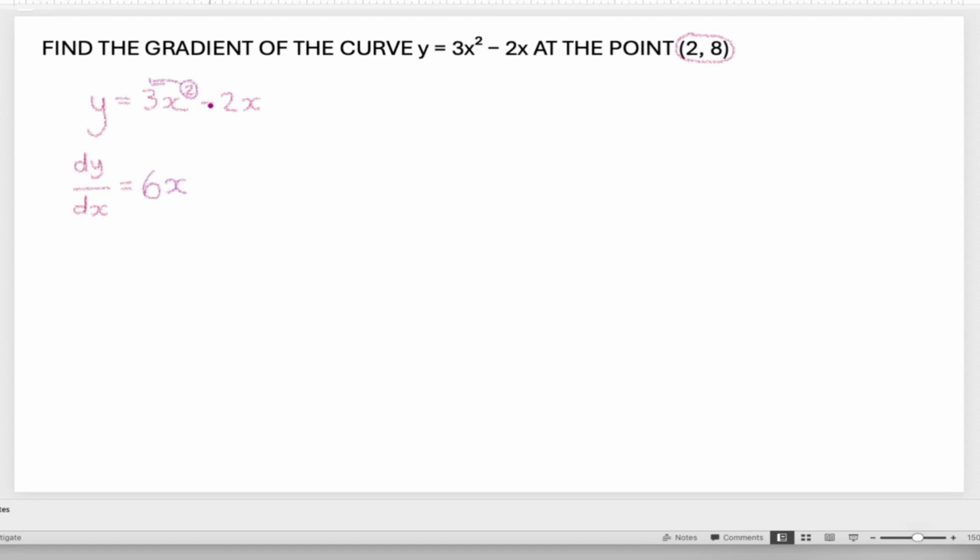Moving on to the second term, negative 2x. Remember there's a little 1 here. So what do we do first? We multiply. 1 times negative 2 is equal to negative 2. 1 minus 1 is equal to 0. And anything to the power of 0 is equal to 1. So this is the derivative.